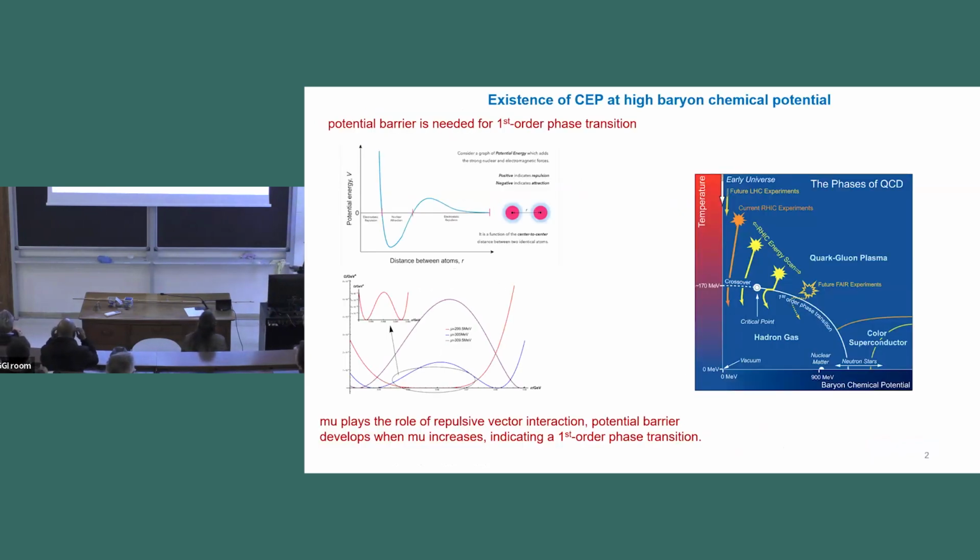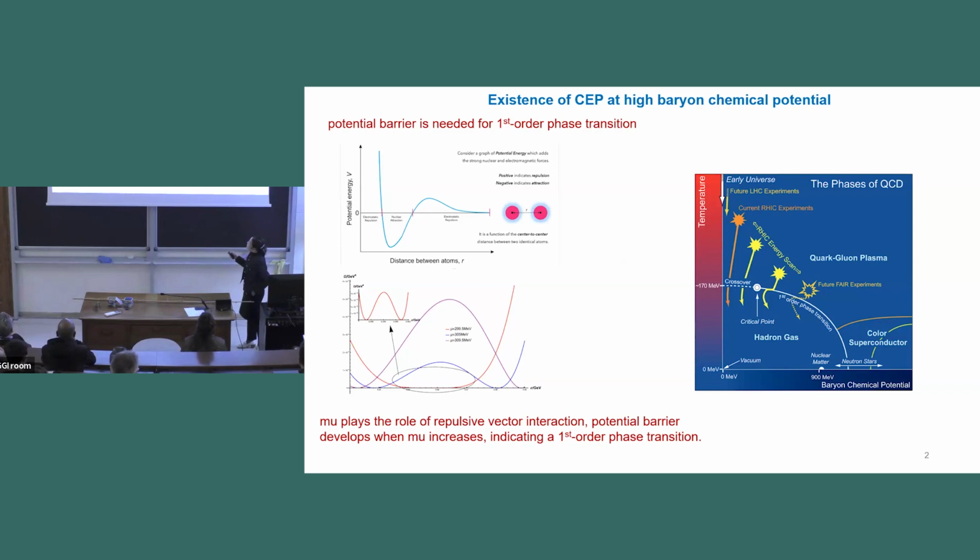Okay, I think I'll start from some theoretical studies of the critical endpoint. I think nowadays everybody believes that there is a critical endpoint at finite baryon density. The existence of the critical endpoint requires a first order phase transition at a high baryon density. So in that case, you need a potential barrier at finite baryon chemical potential.